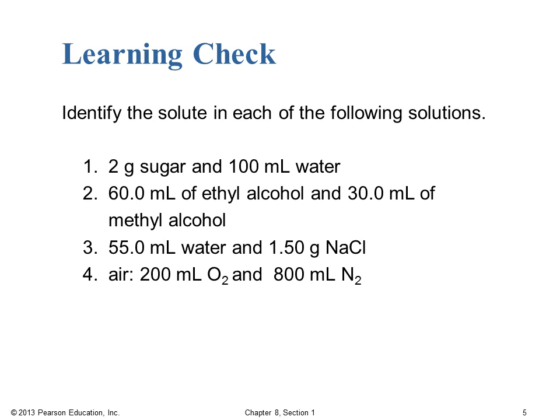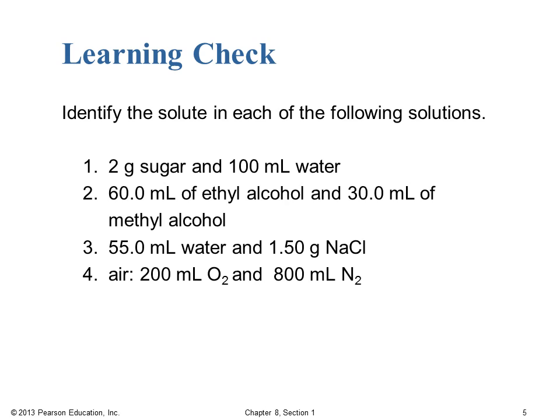Here we're just trying to identify the solutes in these solutions. In the first, we compare 2 grams of sugar and 100 milliliters of water, so we're dissolving the solid into the liquid, and the sugar is going to be the solute in this case. In number 2, we look at 60 milliliters of ethyl alcohol or ethanol with 30 milliliters of methyl alcohol or methanol. We have a liquid in liquid solution, and the easiest way to figure out which one's the solute is the one that's in less abundance. We have less methanol, or methyl alcohol, so that would be considered the solute.